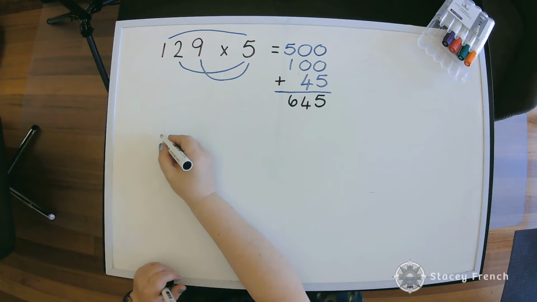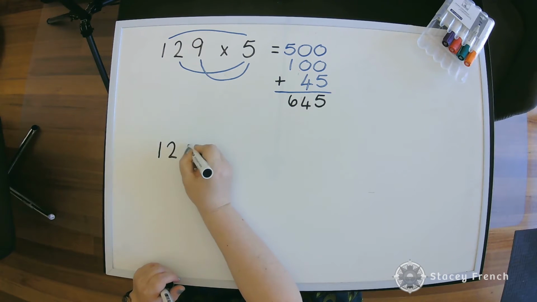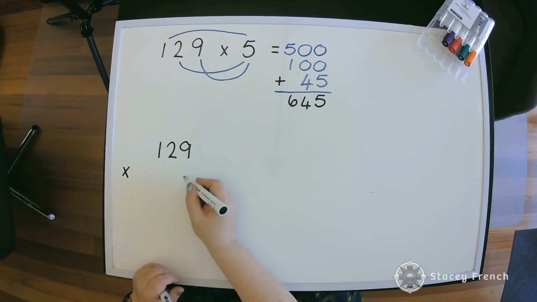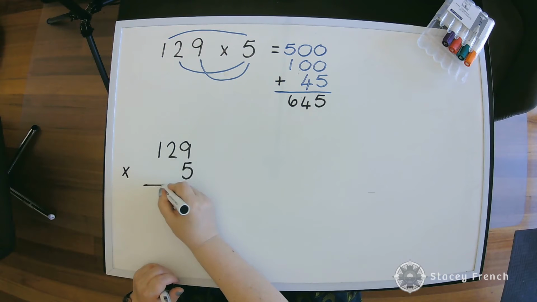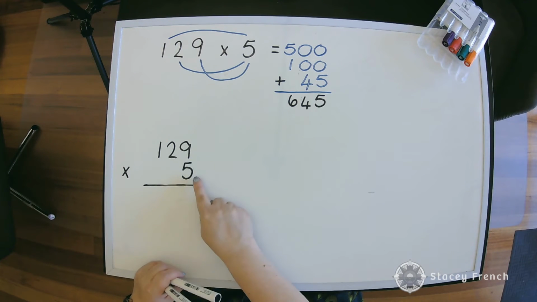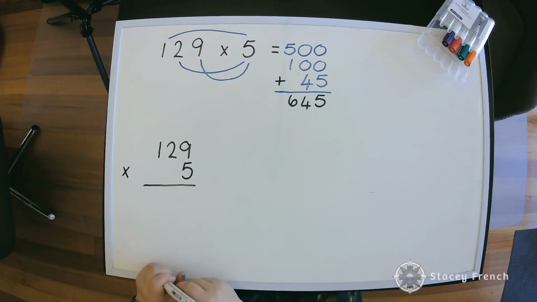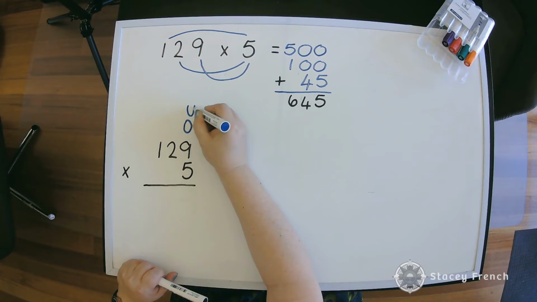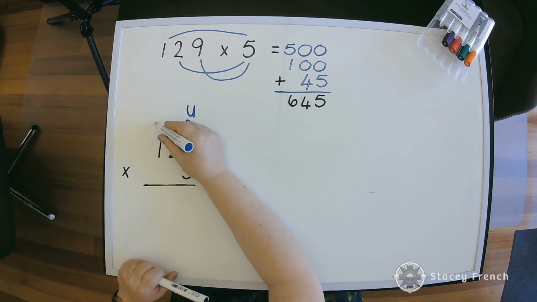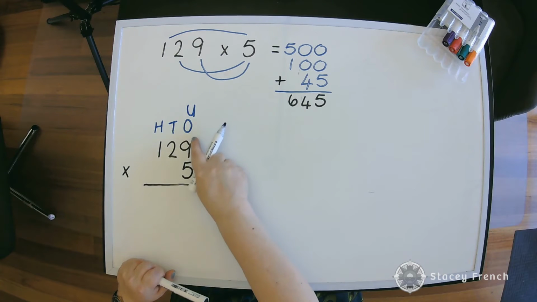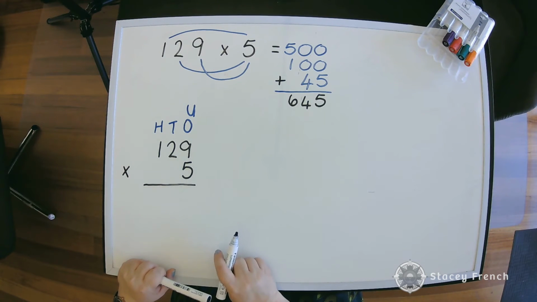Well, I take my sum, 129. I put the times on the side, 5. Ready to go. How do I know where to put that 5? Well, it's place value. Here are my ones, or my units, my tens, and my hundreds. So the 5 must go in the ones column because that's what it is. 5 ones.